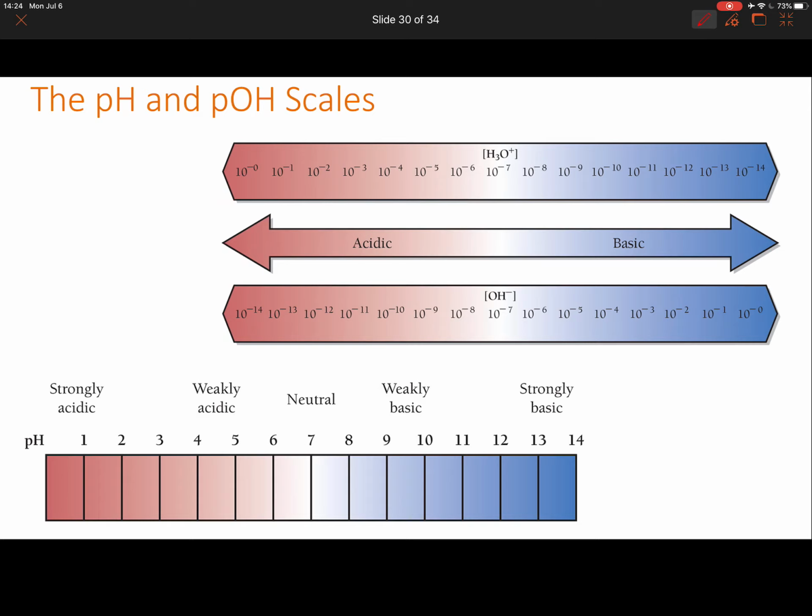I've got the two scales here. This is the pH scale shown. I'm not showing the pOH scale, but the pOH scale is based on this bottom line, and this pH scale is based on the top one.